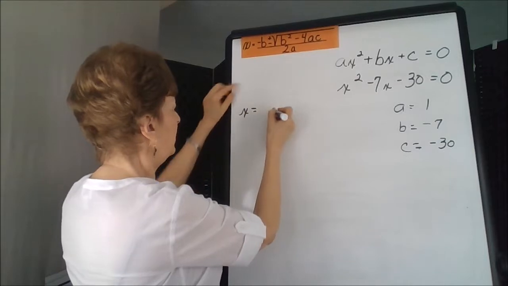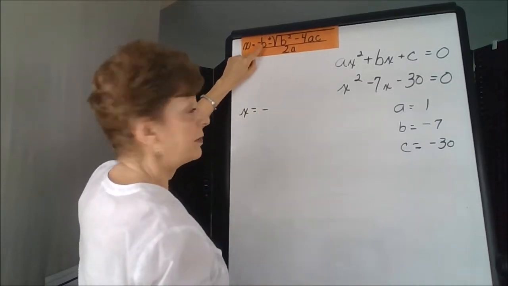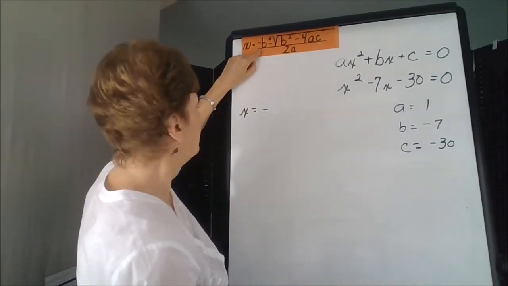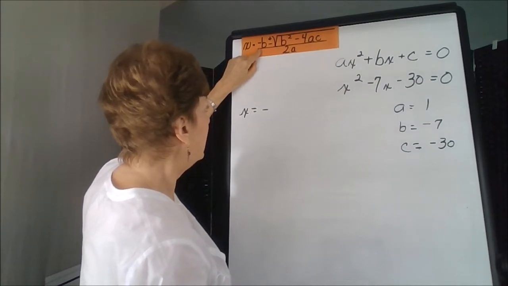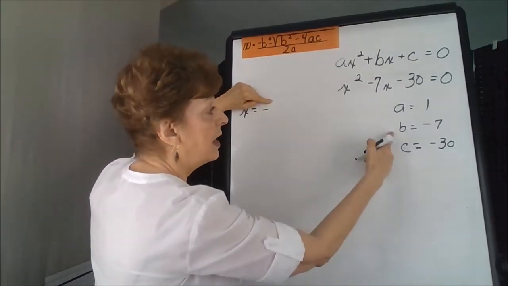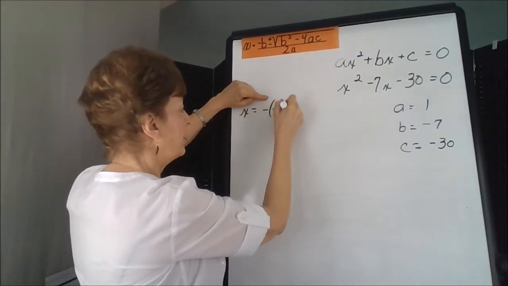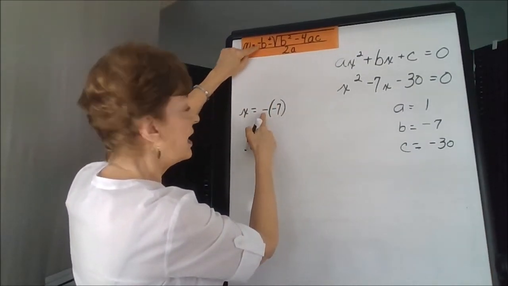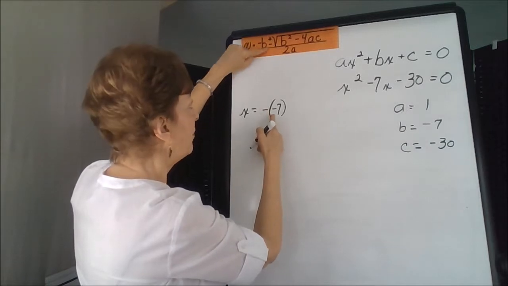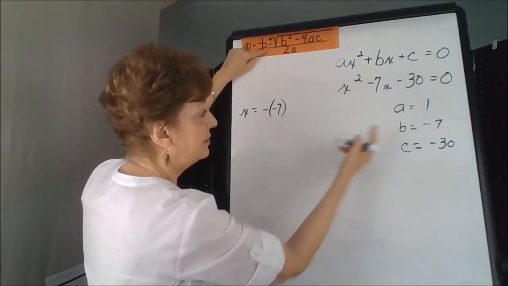X is equal to negative. That's in the formula, so you have to pull your negatives where you see it. Now your B term is a -7. I'm going to put that in parentheses so I don't get confused, because this negative sign is in the formula, and that one is the term.